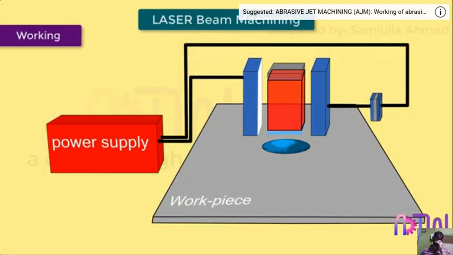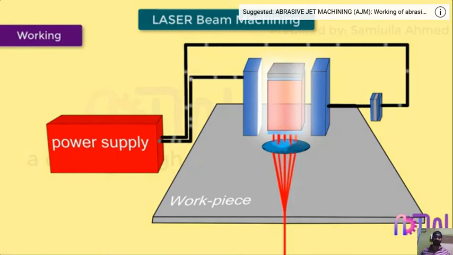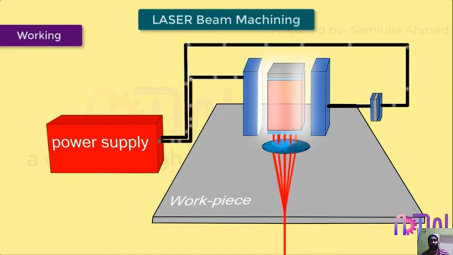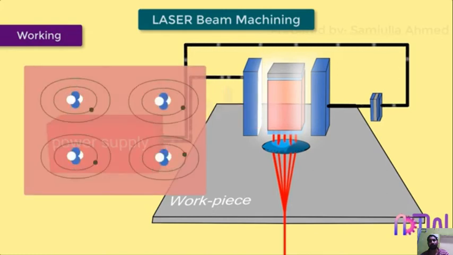Working. When the switch is turned on, a high voltage power supply is applied across the flash tube surrounding the pumping medium, in our case the ruby crystal. As the light is powered on, it emits high energy photons. These photons are absorbed by the ruby crystal. This absorbed energy causes most of the electrons contained in the atoms of the ruby crystal to be excited to a high energy level from their ground state.